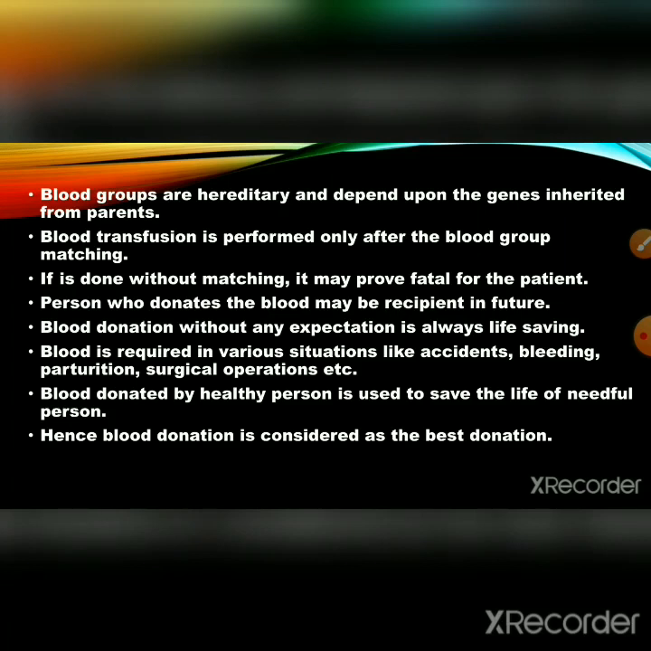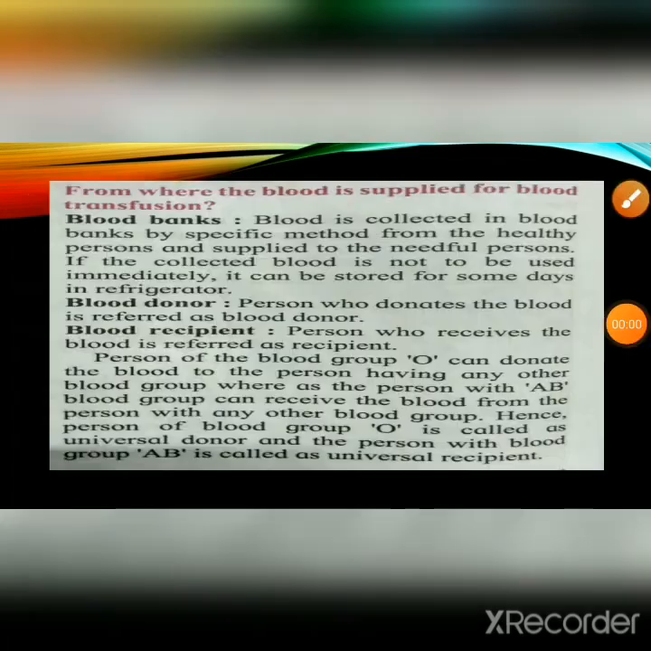Blood groups are hereditary and depend upon the genes inherited from parents. Blood transfusion is performed only after the blood group matching. From where is the blood supplied for blood transfusion? Blood banks. Blood is collected in blood banks by a specific method from a healthy person and supplied to the needful person.